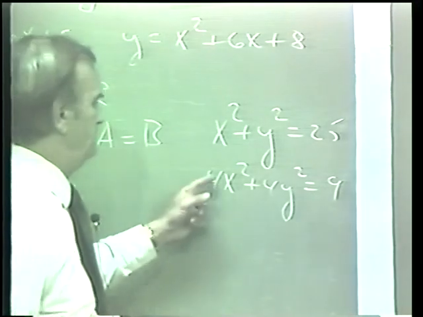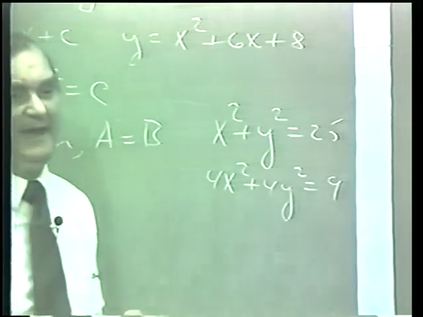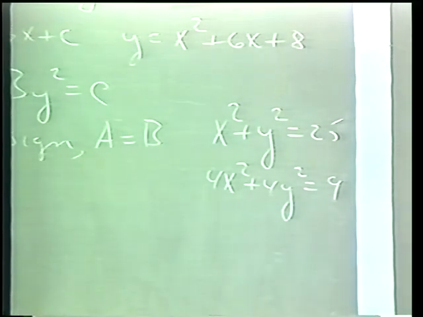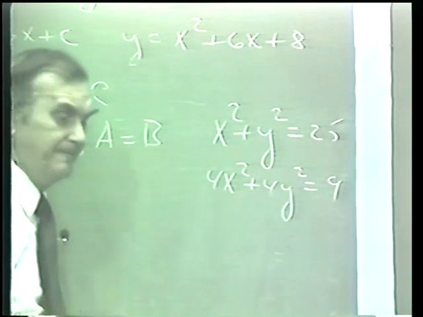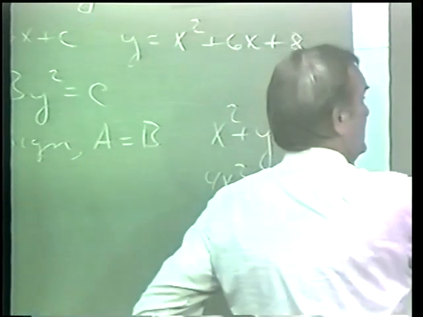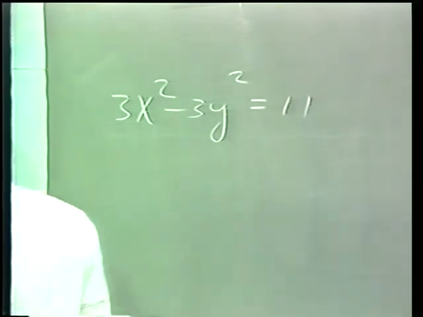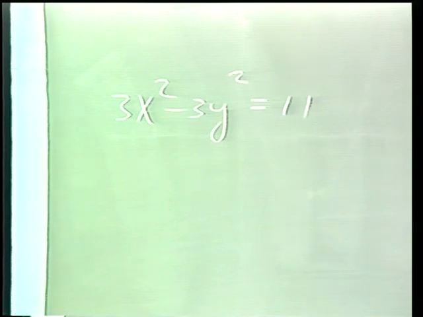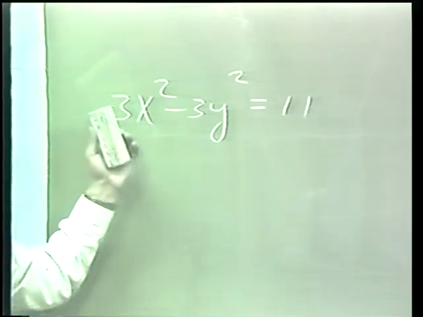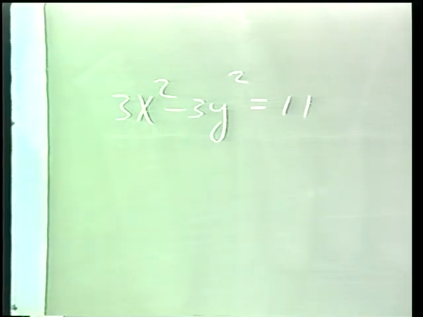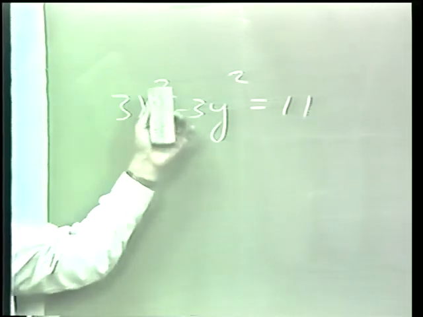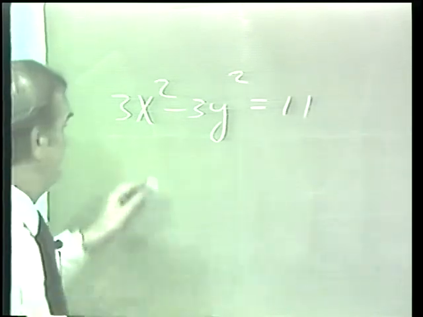A, B, and C have the same sign. A is equal to B. Okay? Suppose I have 3x squared minus 3y squared is equal to 11. Is that a circle, Lynn? No. No, it isn't. Different sign. Everybody see why it's not a circle? In order to be a circle, A, B, and C must have the same sign. Well, they don't. It's not a circle.